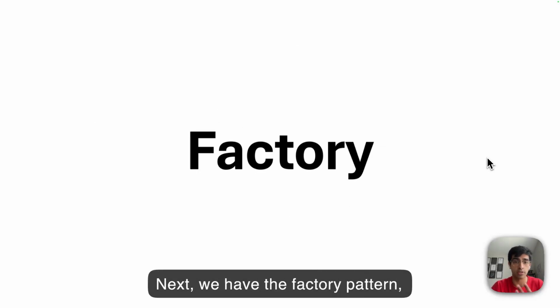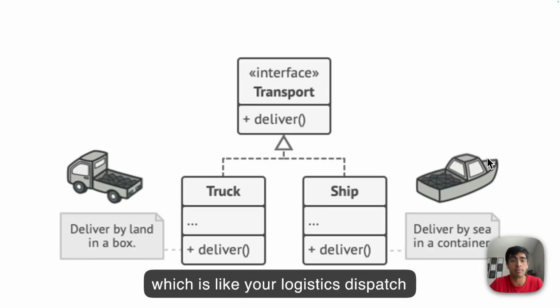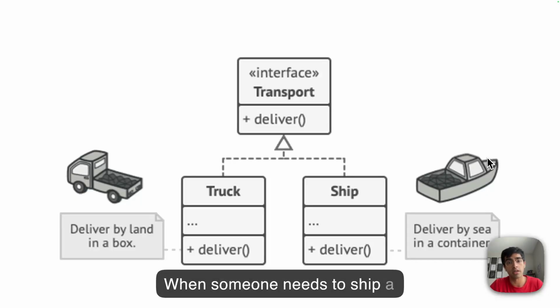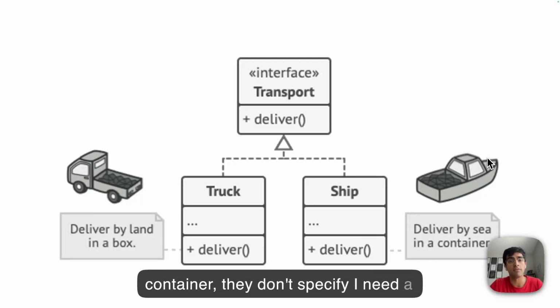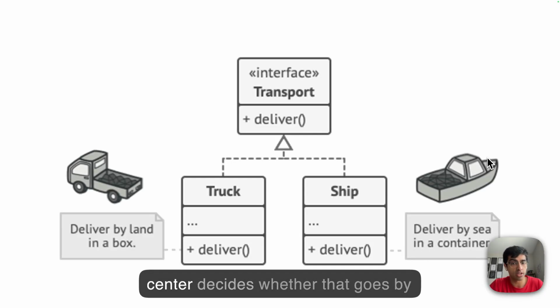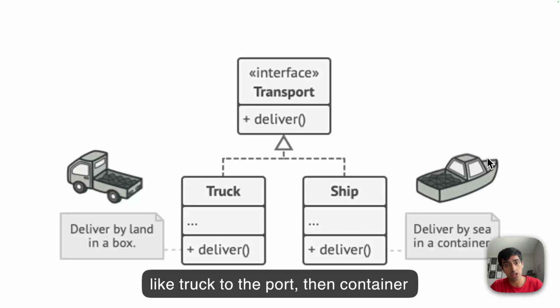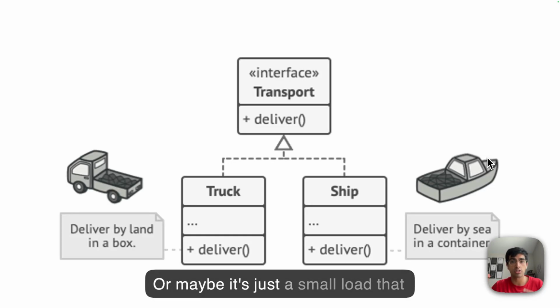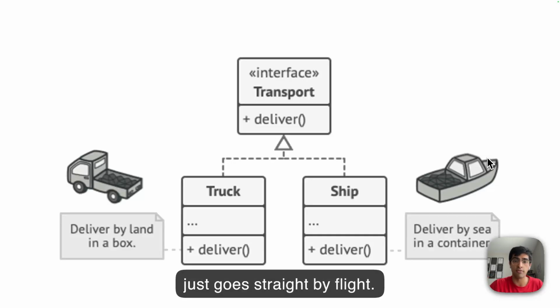Next, we have the factory pattern, which is like your logistics dispatch center. When someone needs to ship a container, they don't specify, "I need a 40-foot cargo ship with a specific hull configuration." They just say, "Move this from India to America." And the dispatch center decides whether that goes by truck to the port, then container ship across the Pacific, or maybe it's just a small load that goes straight by flight.